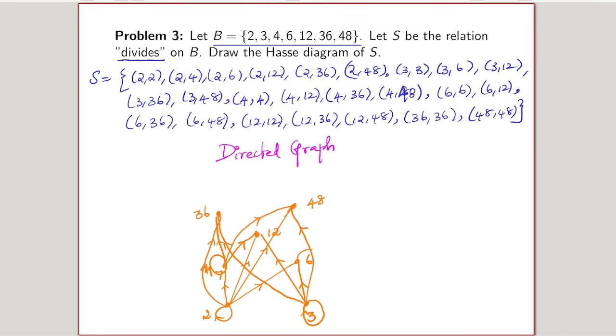Then starting with 6, 6 to 6 is there, 6 to 12 is there, 6 to 36 is there, 6 to 48 entry is also there. Starting with 12, 12 to 12 is there, 12 to 36 is there, 12 to 48 is there. Next one 36 to 36, next one 48 to 48. So this is the directed graph.